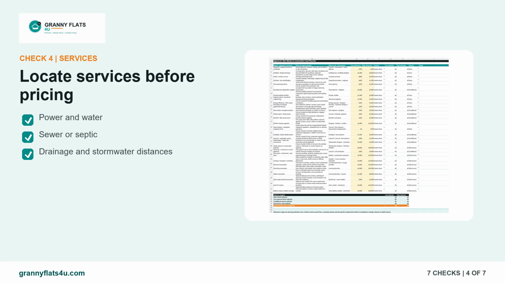Fourth, locate the services. Find out what is known about power, water, sewer or septic, drainage and stormwater. Long or difficult connections can change the project budget.